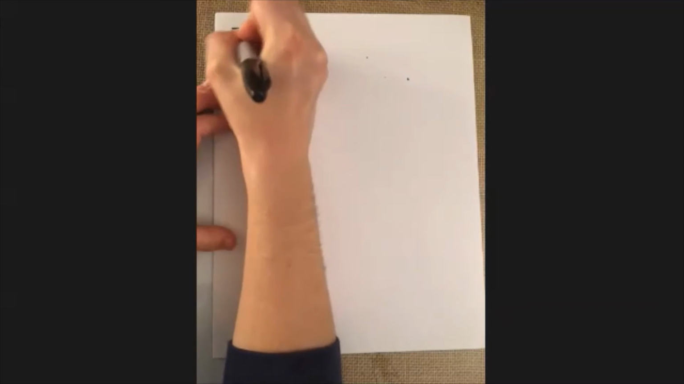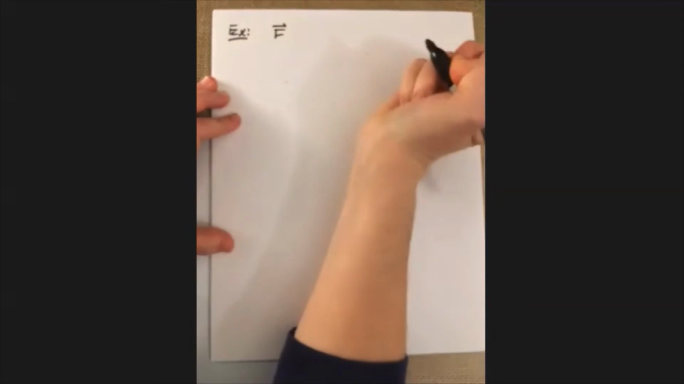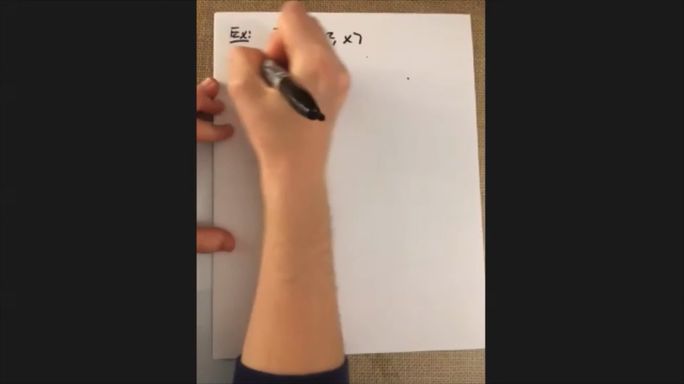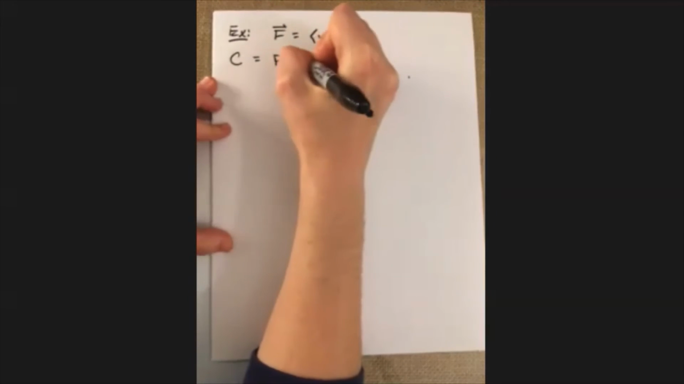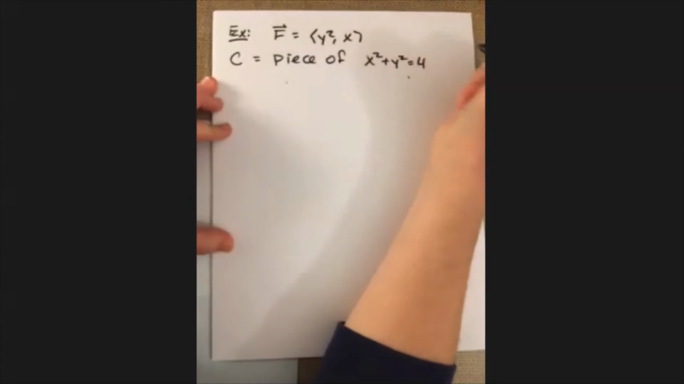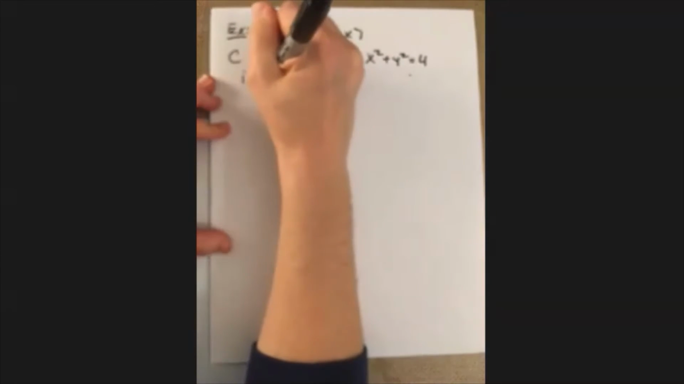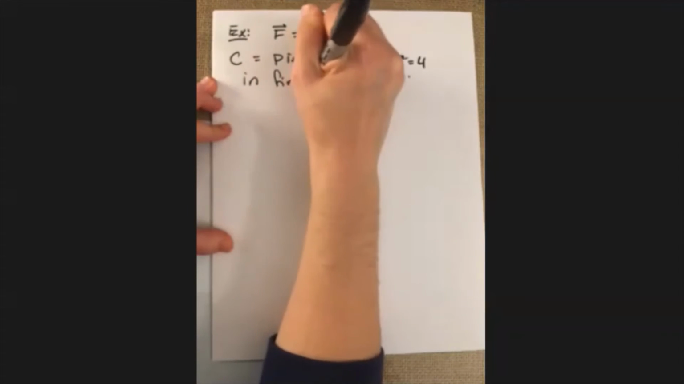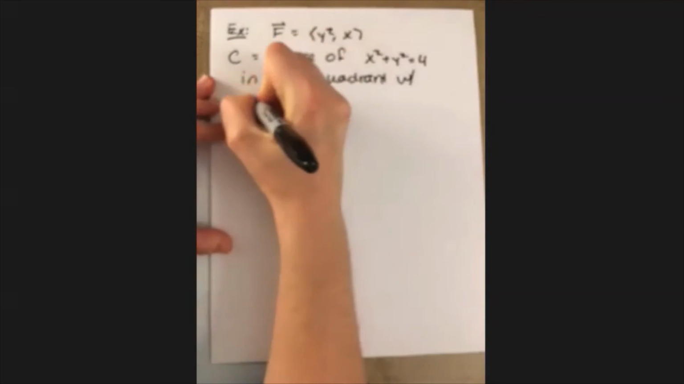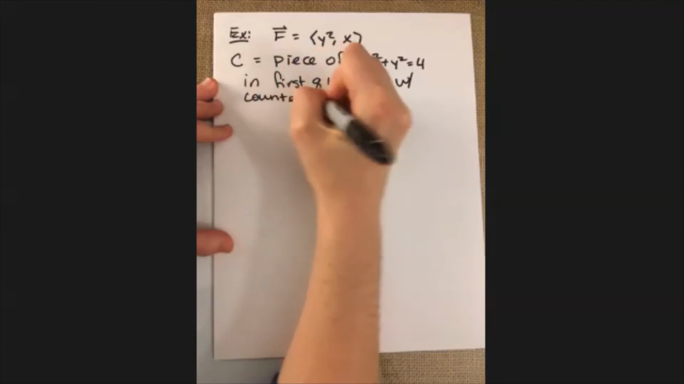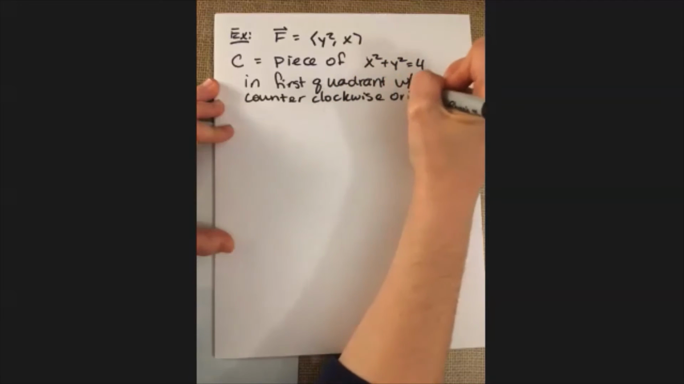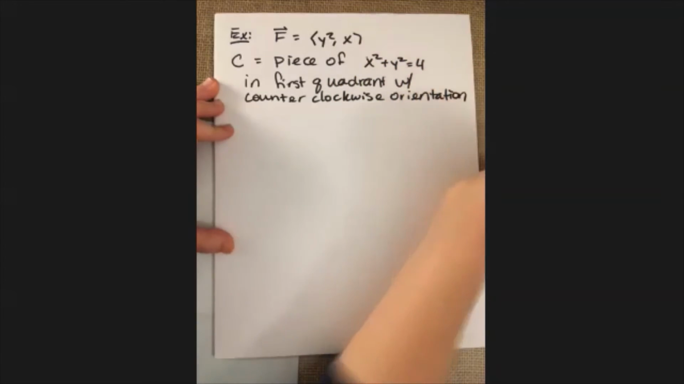In this one, we're going to have that our vector field is equal to <y squared, x>, and our curve this time is going to be the piece of x squared plus y squared equal to 4 that's in the first quadrant, and it will have counterclockwise orientation. Okay.